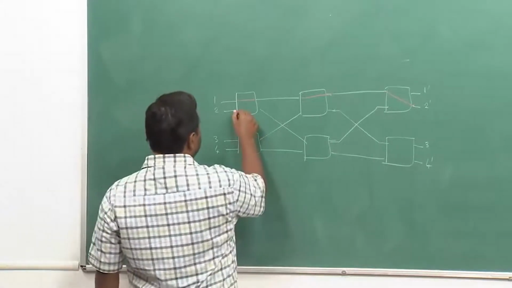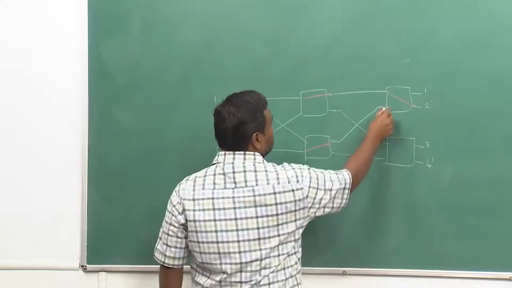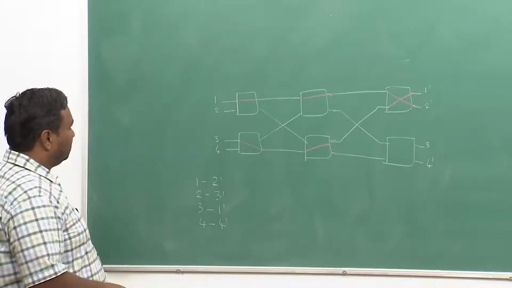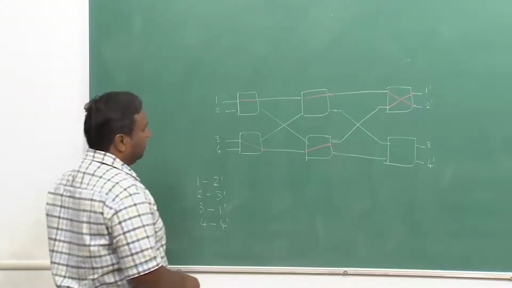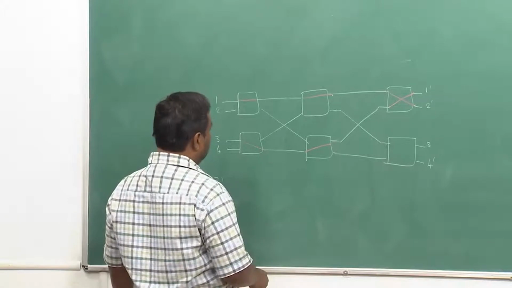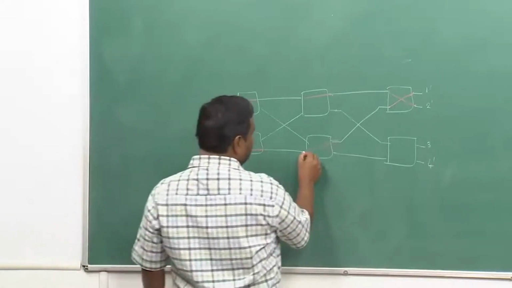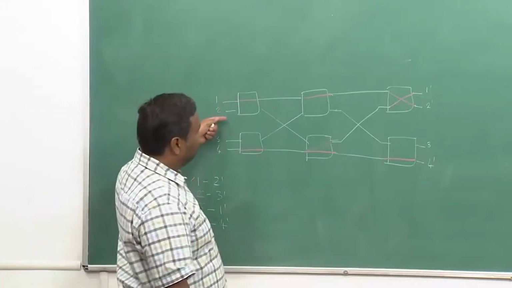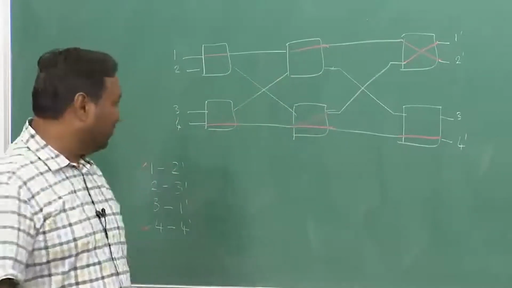Okay, 2 to 3, maybe 3 to 1 I would like to set up. The only way is going this way. In fact, there is not going to be any blocking in this case. Or maybe I can introduce a blocking by setting up this, then 4 to 4 I will set up. Now I want to set up 2 to 3 prime, I have no path. I cannot go here, I cannot go here, it is not possible, the blocking has happened.